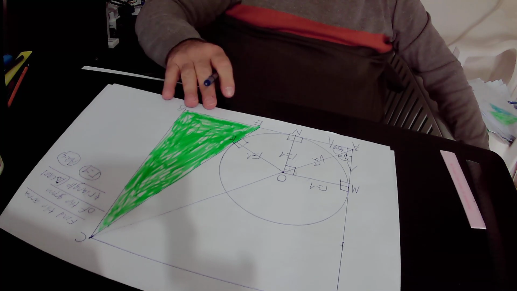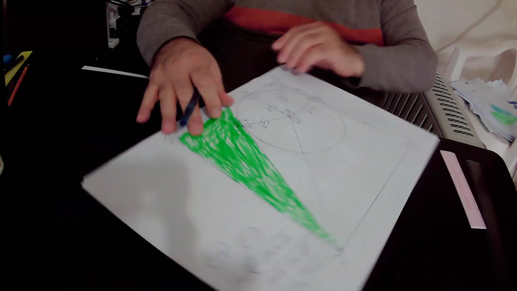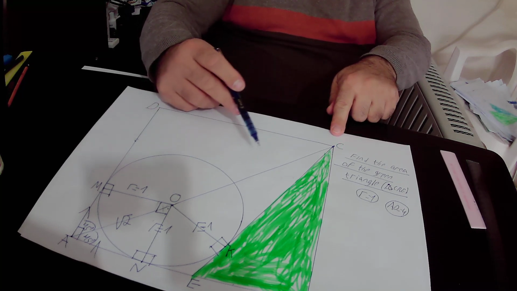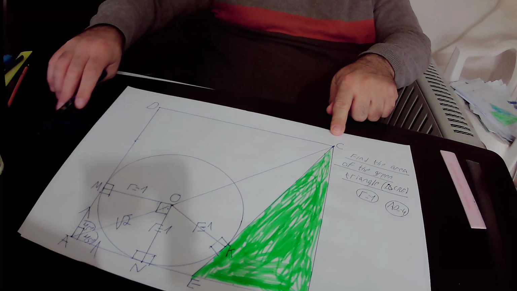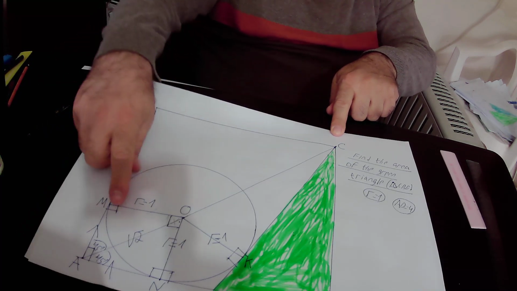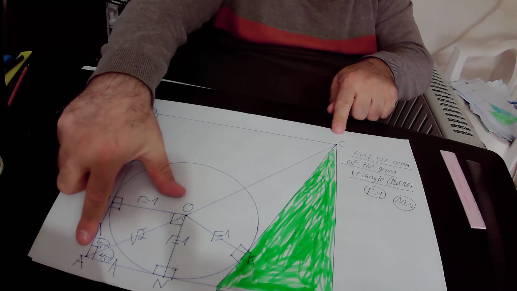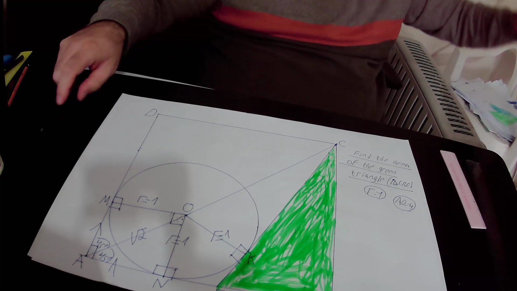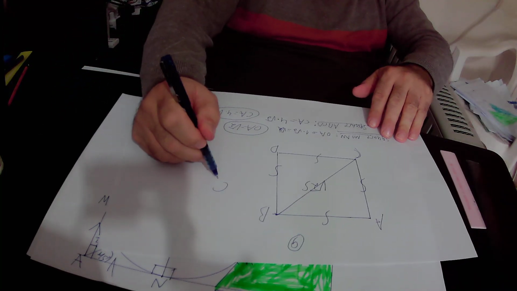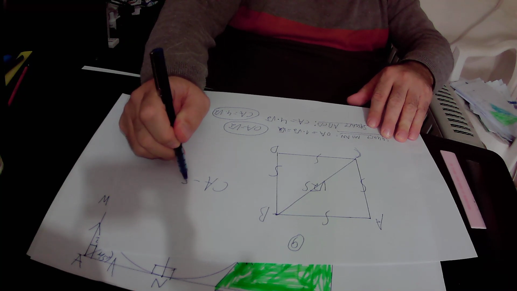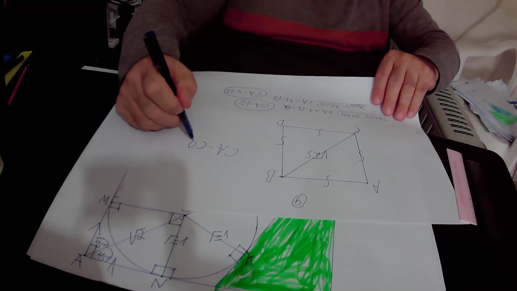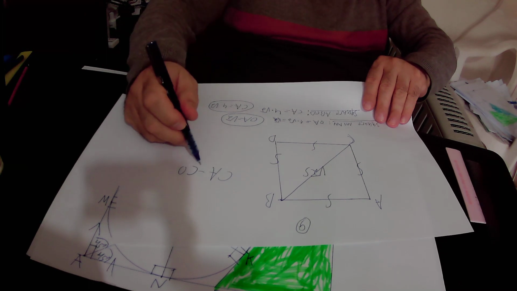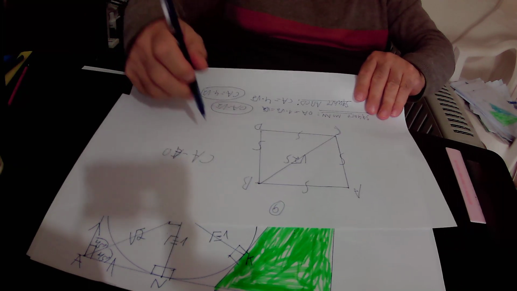So, what is the length of line segment CO? The length of line segment CO is very simple. It equals CA minus OA. Again, CA minus OA equals CO. Very simple. CA minus AO equals CO.